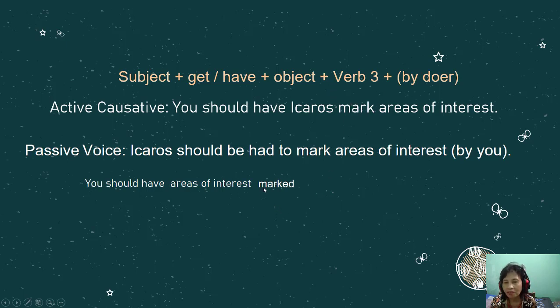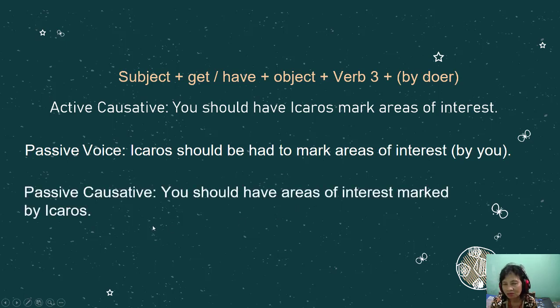We don't need to be here because it is not the predicate. It is not the main verb. This is the main verb. That's why we need to be. And you must be careful when you have to change into passive voice. What I mean here, be careful with the tenses because the form of to be will be different from one tense to another tense. But if you just change the active causative into passive causative, you just change the base form of the verb into past participle. And then we have Icarus here as the doer, by Icarus. Okay, so the passive causative will be: you should have areas of interest marked by Icarus. I hope you understand how to change this.